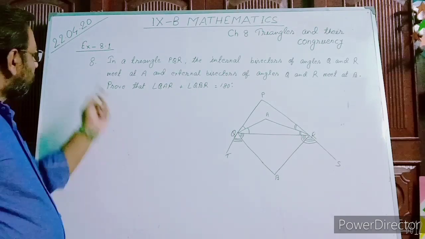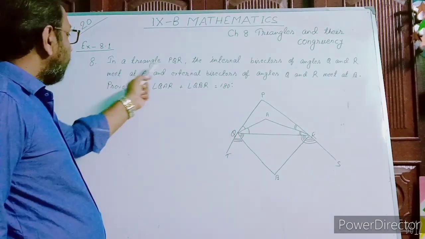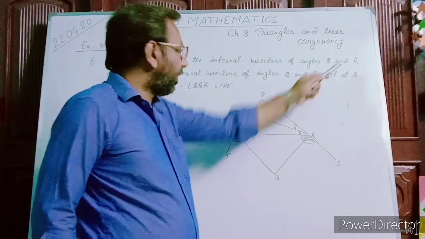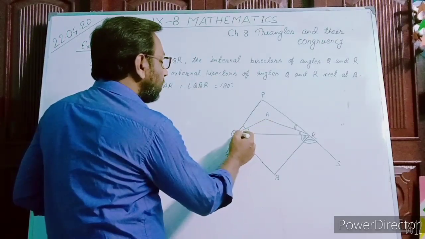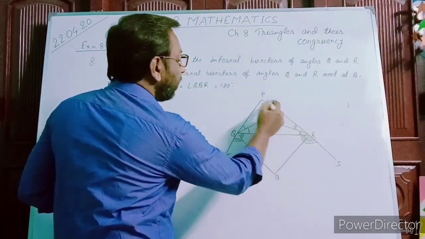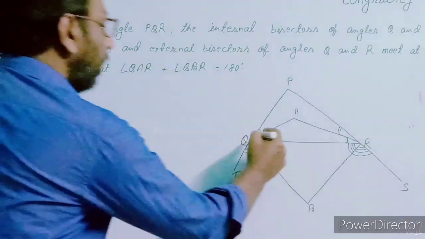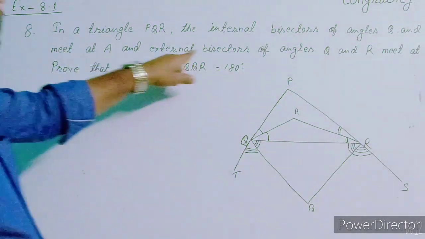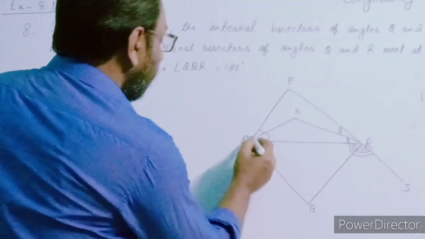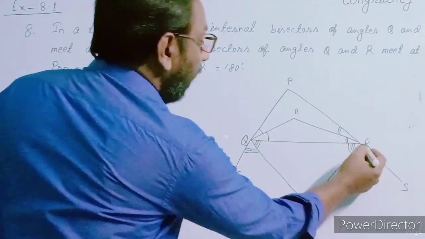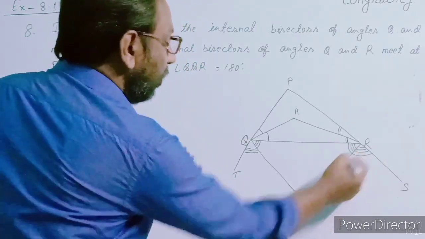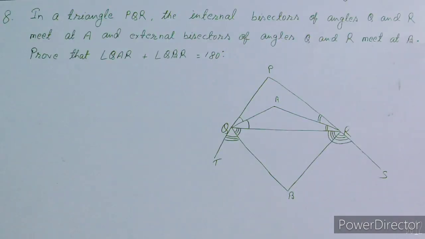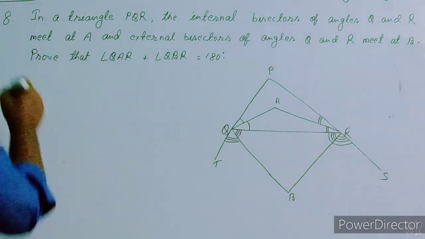Dear students, in question number 8, the question is, in a triangle PQR, the internal bisector of angle Q and R, AQ is the internal bisector of angle Q and AR is the internal bisector of angle R. These two internal bisectors are meeting at point A, and external bisectors of angles Q and R. This is the external bisector of angle Q and this is the external bisector of angle R. These two are meeting at B. We are asked to prove angle QAR plus angle QBR equal to 180 degree. For that, we write proof.